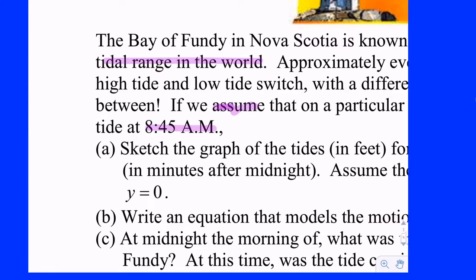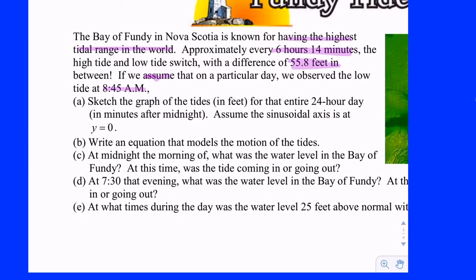Part A, sketch the graph of the tides in feet for the entire 24-hour day in minutes after midnight. Assume the sinusoidal axis is at y equals 0. So we're going to let y equals 0, the x-axis, represent sea level, okay? And we're going to measure how high above and below normal sea level, which is a good benchmark for any kind of elevation, how far it is above and below sea level.